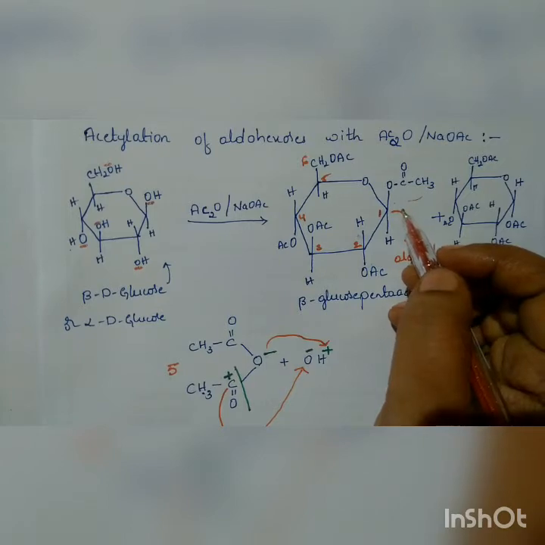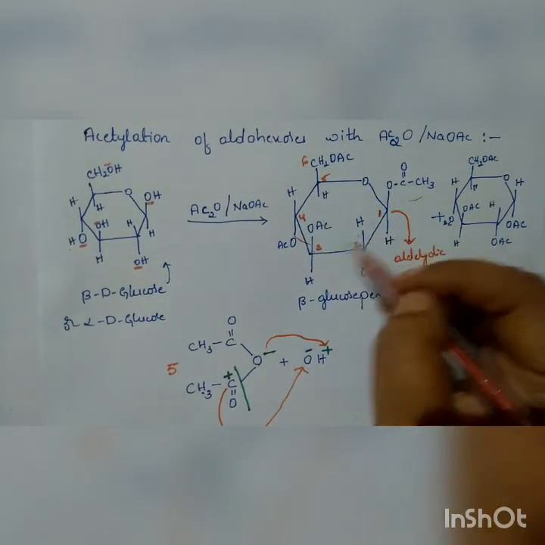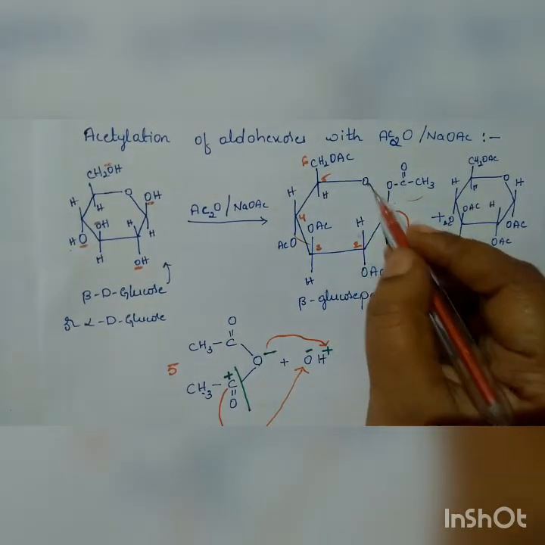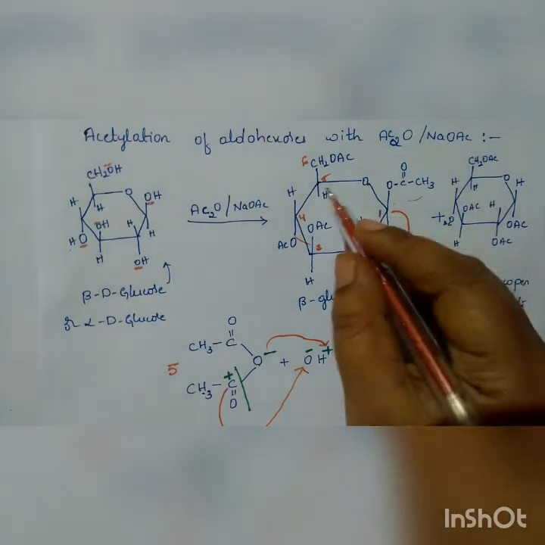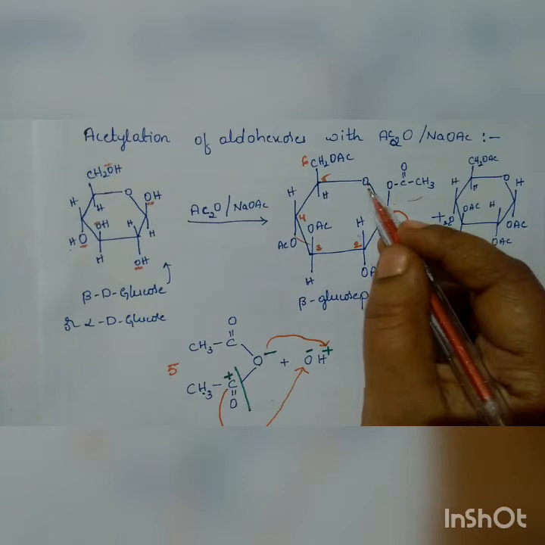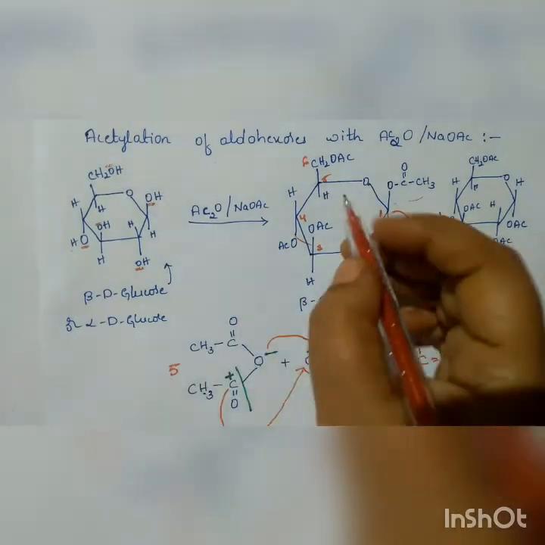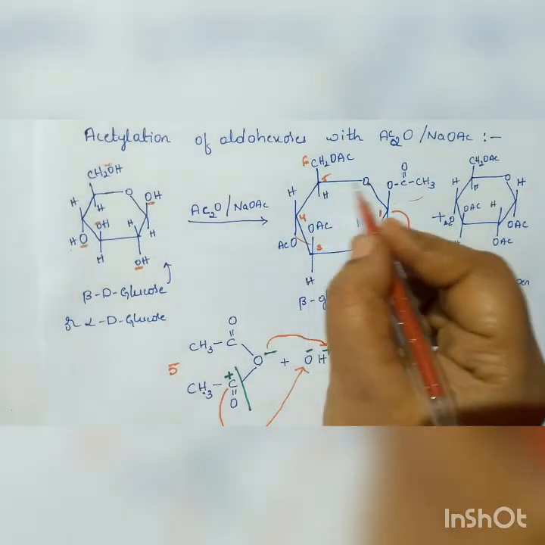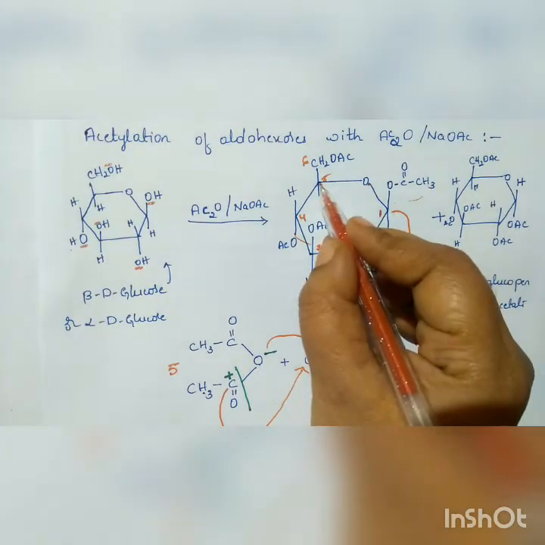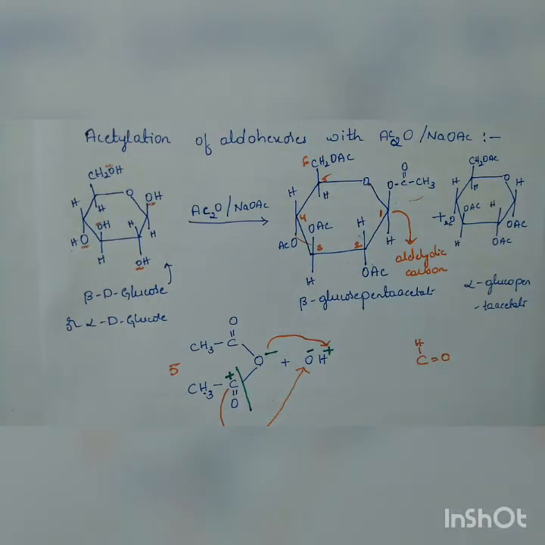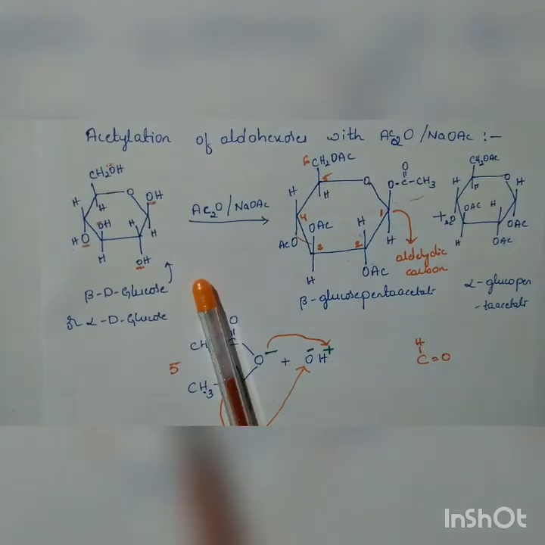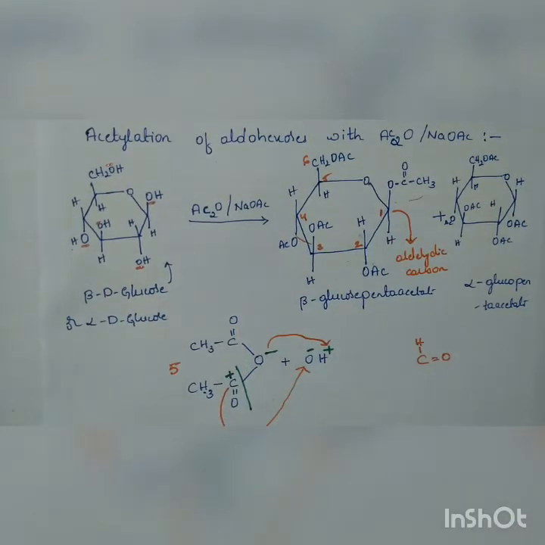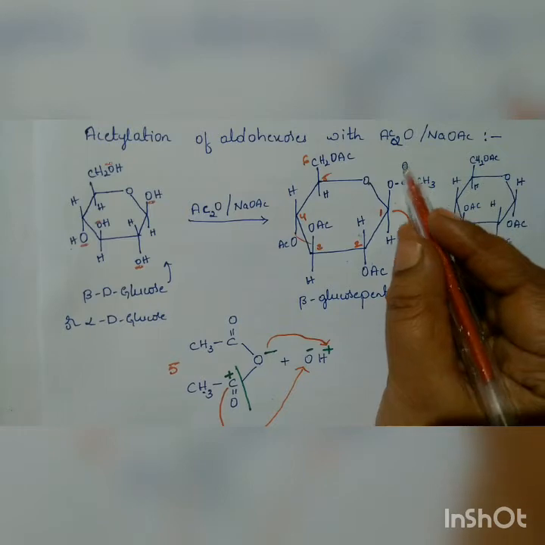But that was not the correct structure. Actually, the ring structure is the correct structure. You can observe here, the first carbon is involved in the hemiacetal formation. Bonding with oxygen through the fifth carbon and bonding with the first carbon through oxygen is a hemiacetal formation. So the fifth carbon is involved in hemiacetal formation, so it is not going to be acetylated. That is, the fifth carbon is not bonded with acetate groups. But the first carbon is involved in acetylation.